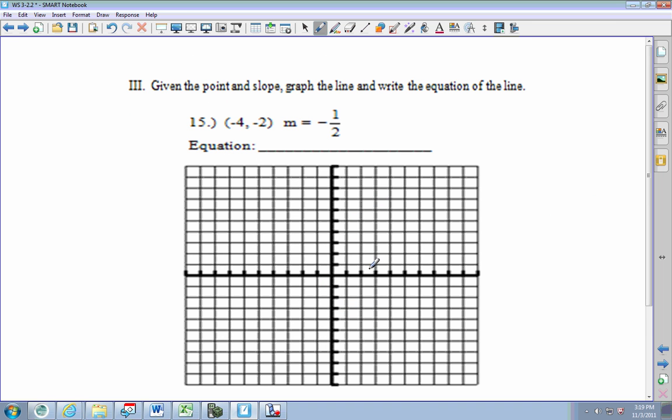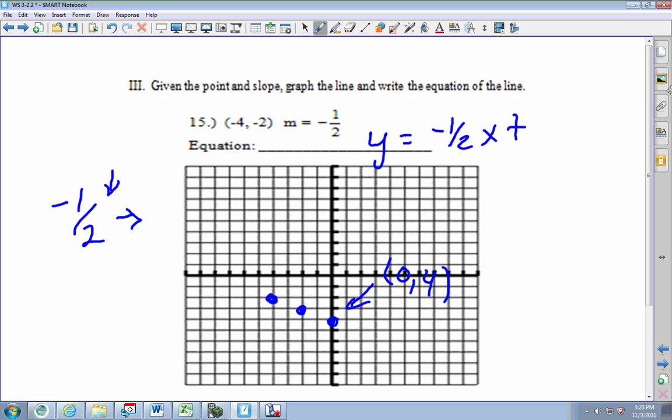Next one. Well, let's start off here. I've got y equals negative 1/2 x. It always gives me my slope. So let's graph the point negative 4, negative 2. The slope is negative 1/2. It tells me to go down 1 and to the right 2. Put a dot. Down 1 to the right 2. There's my y-intercept: 0, 4. So it's, oh, not plus. Silly me. And actually, you should have been telling me that already. It should have been negative 4. So I have negative 1/2 x minus 4.